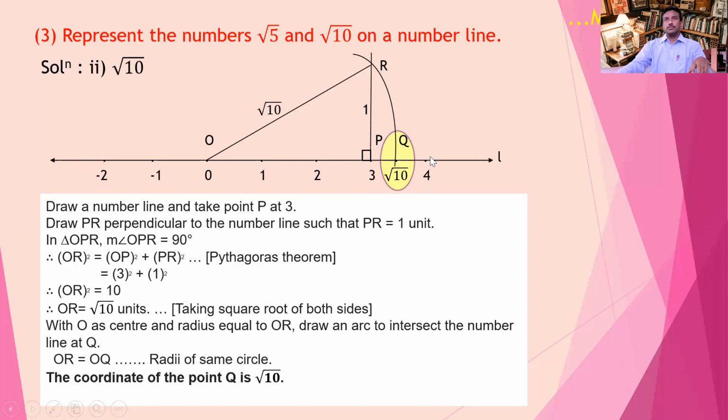Now the point Q indicates under root 10. This is the point in the yellow circle. This is the root 10, the irrational number root 10, which we have to show on a number line like this. And the hypotenuse becomes root 10. Okay? Got it, all of you? Now we will see the next example.